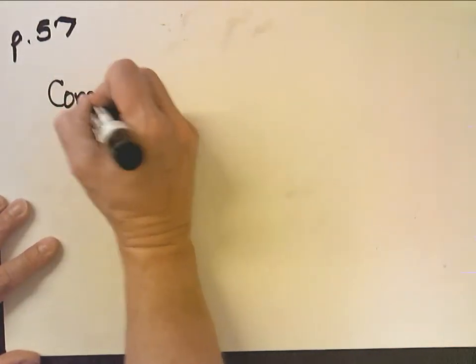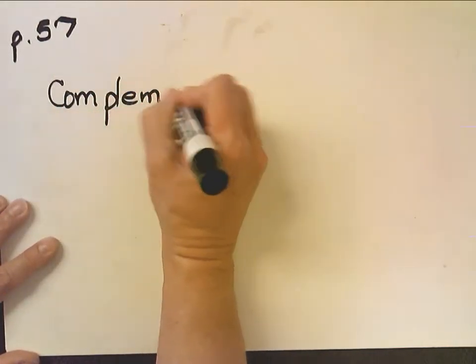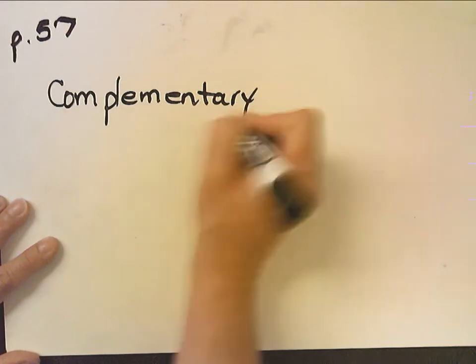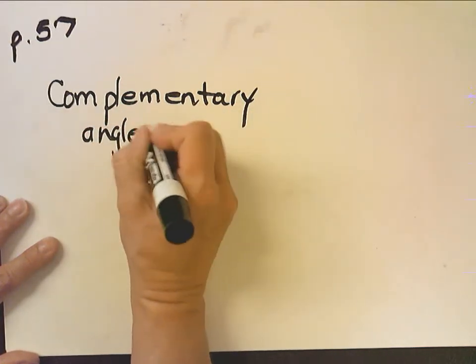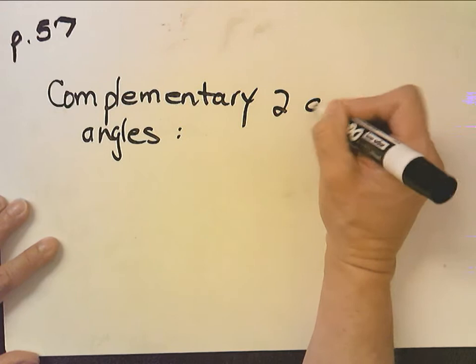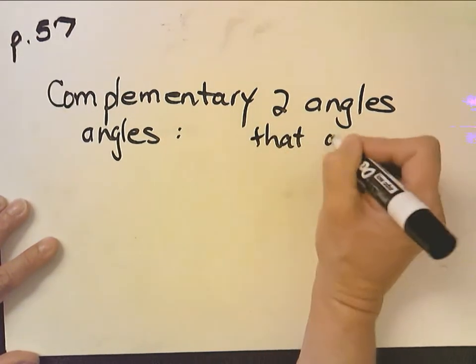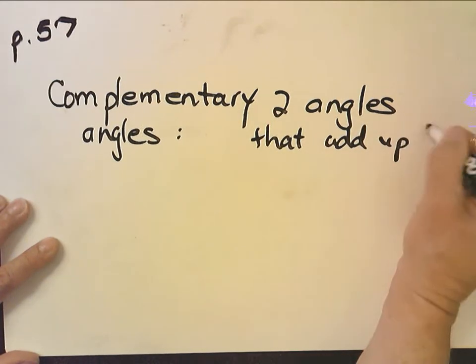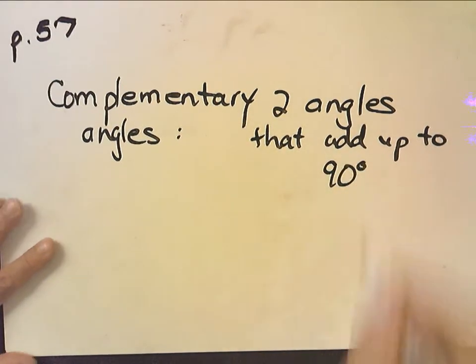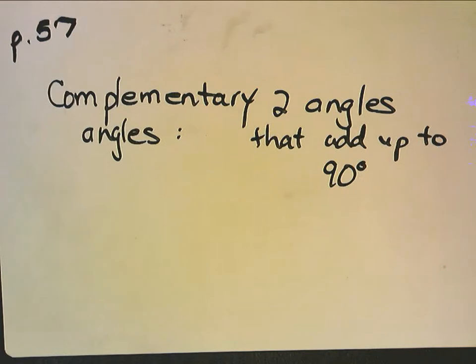The next term is complementary angles. Now, complementary angles, two angles that add up to 90 degrees. So it has to be two angles and it adds up to 90 degrees.